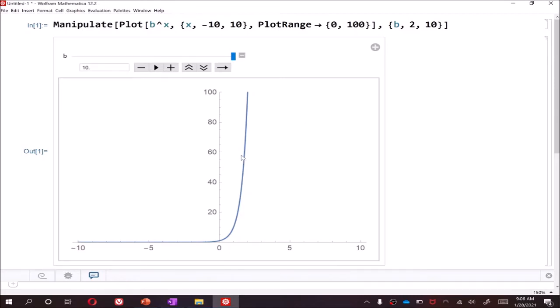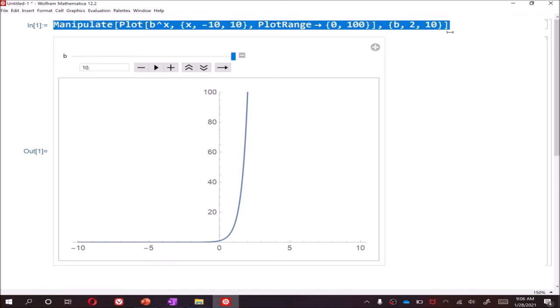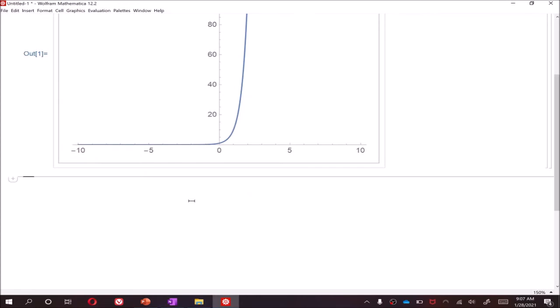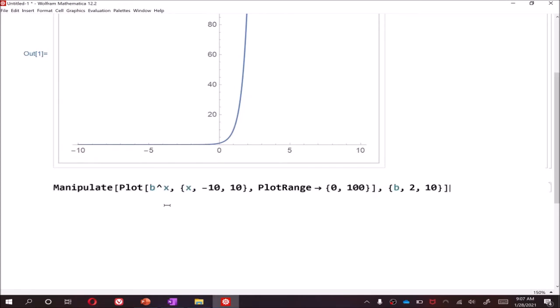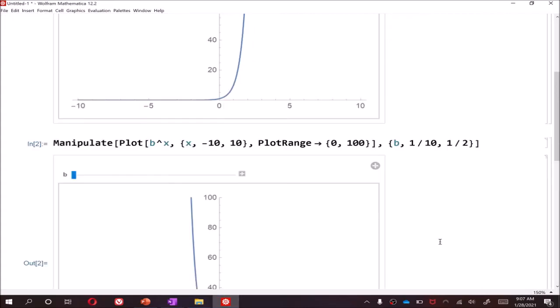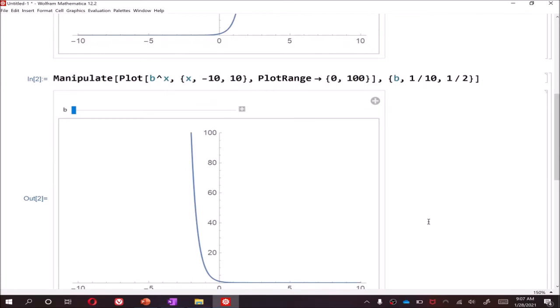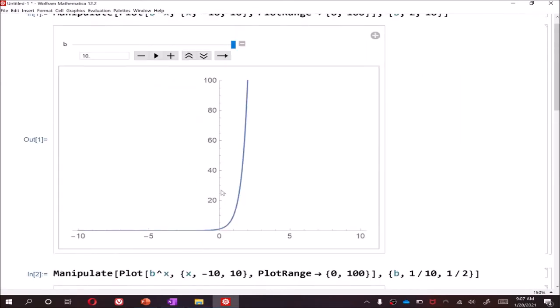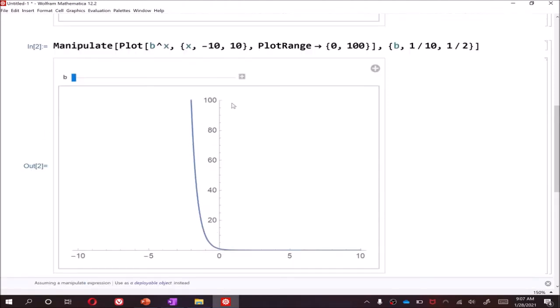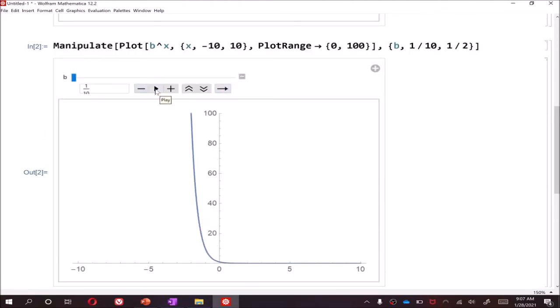Okay, so what happens now? I'm going to take this, because I'm going to use the same kind of code. If we now set b to be less than 1, so let's say go from 1/10 to 1/2. But right away we can see a slight difference, right? It's almost a mirror image. But let's see what happens as b increases. So let's play this.